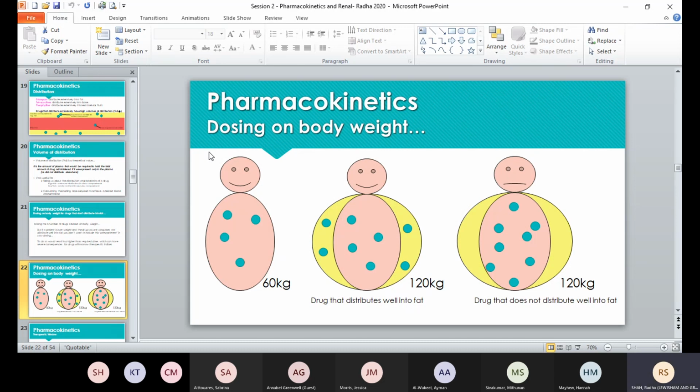So I feel like these diagrams are quite good in representing what I mean by different compartments in the body, and why we use weight-based dosing in some drugs and why we don't in others.